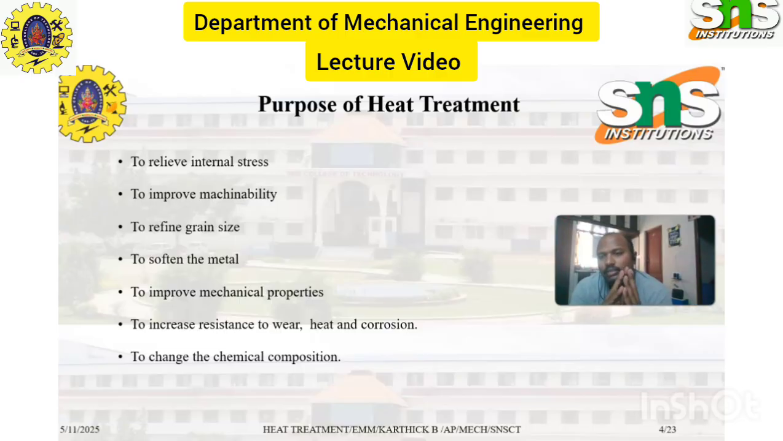As a whole, it is used to improve the mechanical properties. Not only mechanical properties, we can also increase the resistance towards wear, heat and corrosion for a particular material. And in addition, we can alter the chemical composition of a material, meaning the ingredients or alloys present in it. Using this heat treatment technique, we can change the chemical composition so that the mechanical property of the material can be altered.